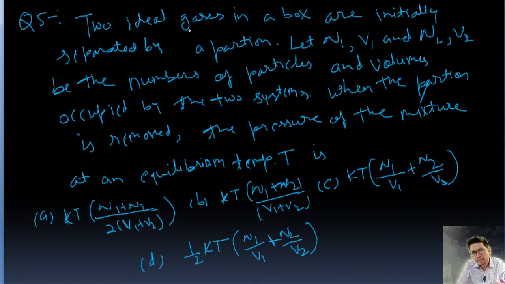Let N1, V1 and N2, V2 be the numbers of particles and volumes occupied by the two systems. When this partition is removed, we need to find out the pressure of the mixture at equilibrium temperature T. Okay, so I'll solve it now.